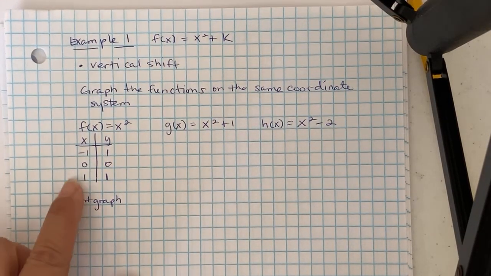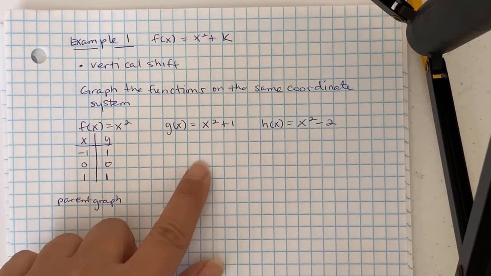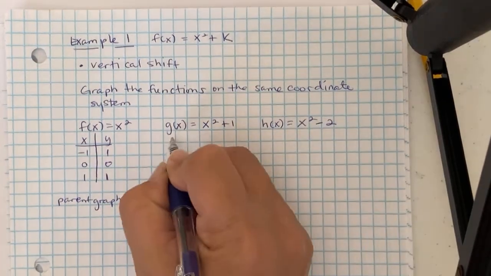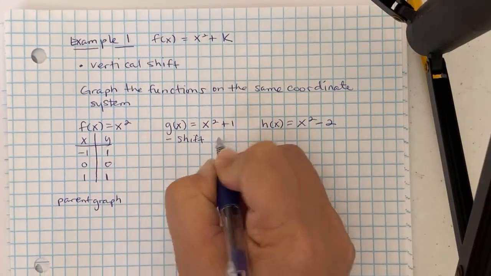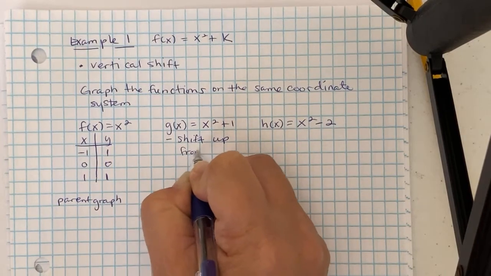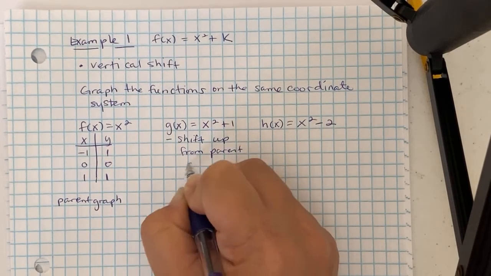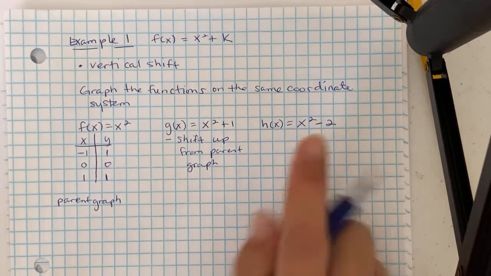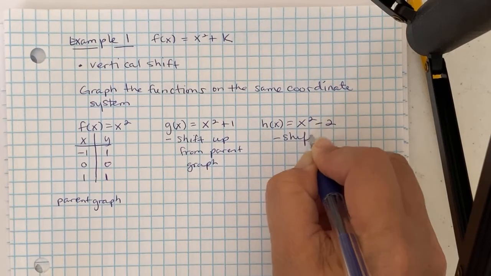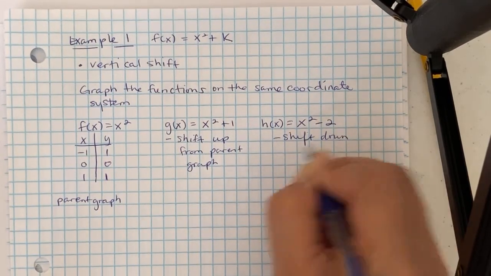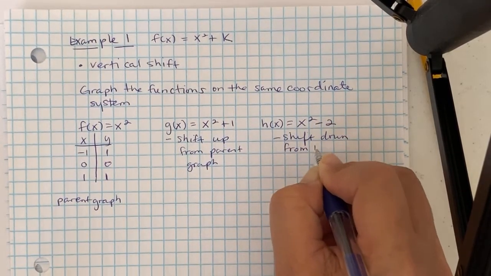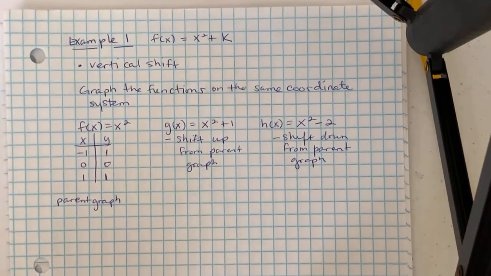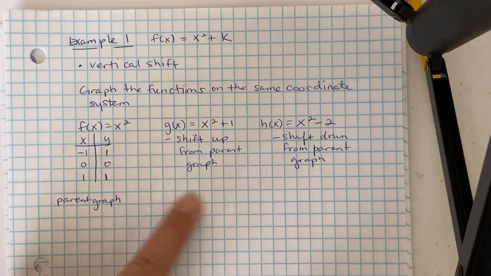So this one is our parent graph. This is the one we're going to start. See here, the g of x is the same graph, only has a +1, which means this one is going to cause a shift up from the parent. This one says x squared minus 2, which means it's going to cause a shift down from the parent. You will always use the parent graph as your starting base, and then you will do your shifts from then.